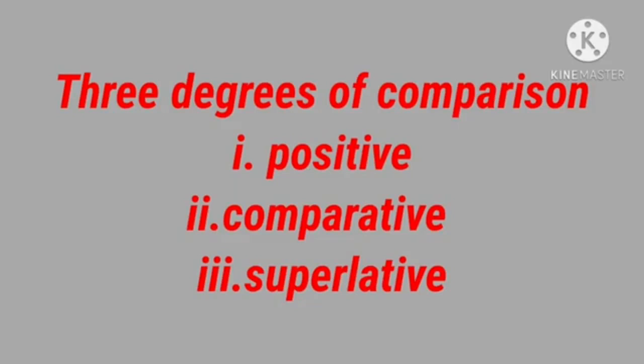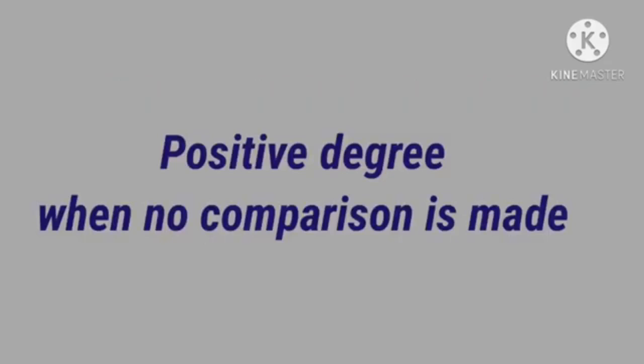First, positive degree. The positive degree of an adjective is the adjective in its simple form. It is used when no comparison is made. Where do we use the positive degree? We use the positive degree when no comparison is made. If there is no comparison, we will use the positive degree.